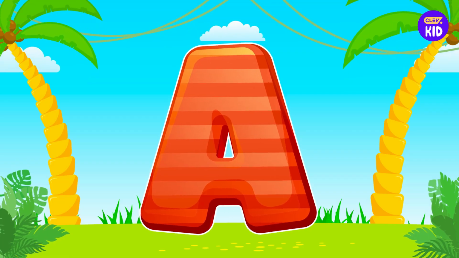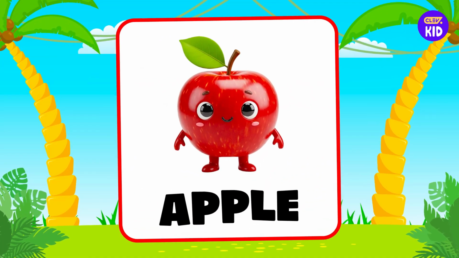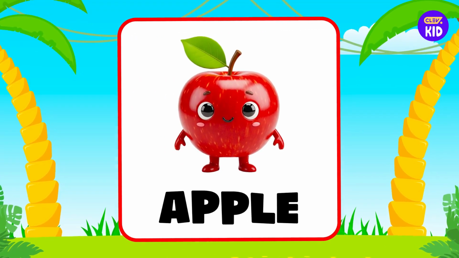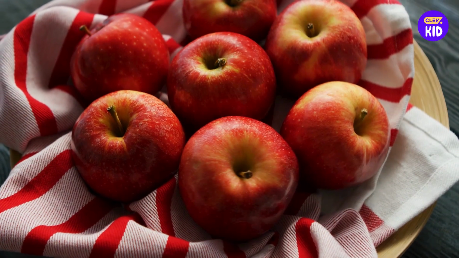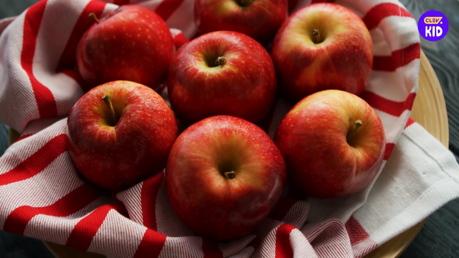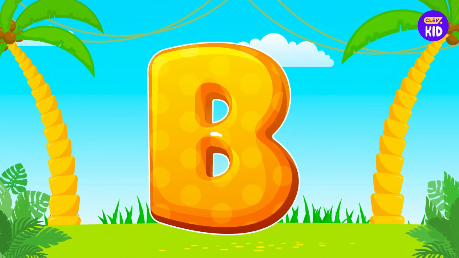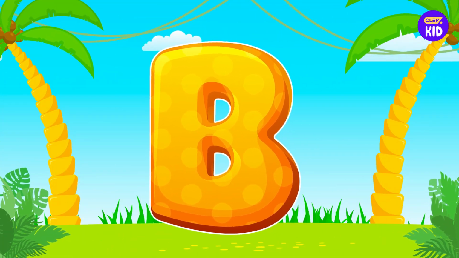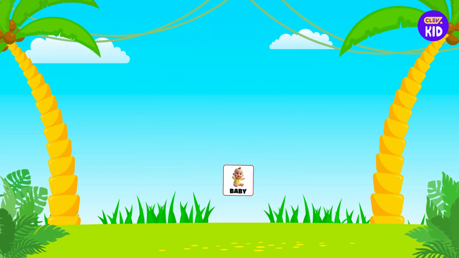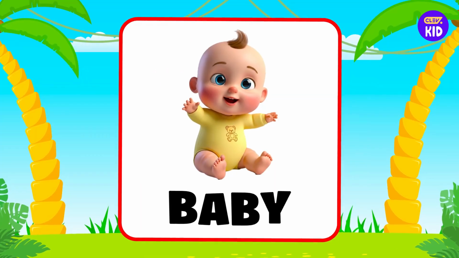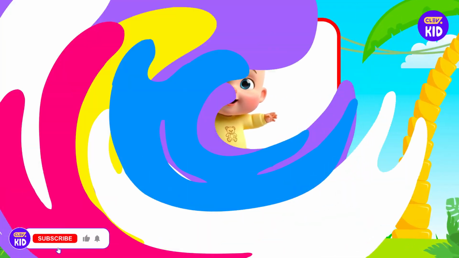The alphabet A. A is for apple. A is for apple. This is the alphabet B. B is for baby. B is for baby.